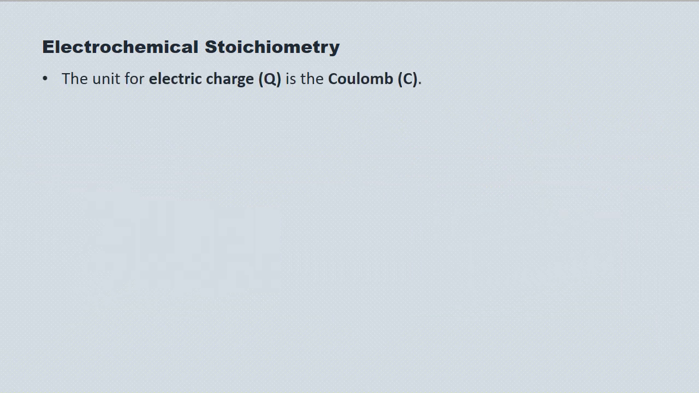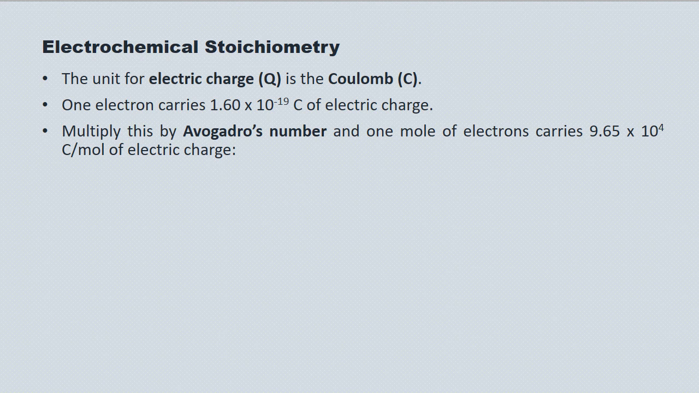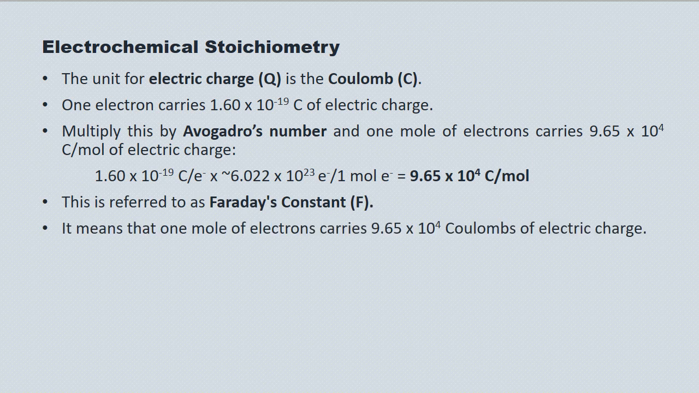We start this discussion with a consideration of the concept of electric charge, symbol Q. The units for electric charge are the coulombs, symbol C. Thanks to the work of Millikan and others, we know that one electron carries 1.60 times 10 to the minus 19 coulombs of electric charge. If we multiply this by Avogadro's number, we determine that 1 mole of electrons carries 9.65 times 10 to the 4 coulombs per mole of electrons. This is referred to as Faraday's constant, F. It means that 1 mole of electrons carries 9.65 times 10 to the 4 coulombs of charge.